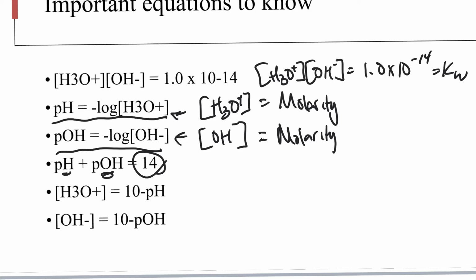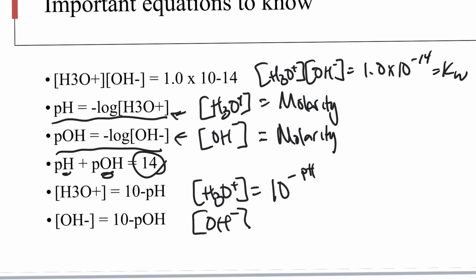Now, going backwards, if you are given the pH of a substance and it's asking for the concentration of the hydronium, the hydronium concentration is equal to 10 to the negative pH. 10 to the is the inverse of log, because it's log base 10. And in the same way, the hydroxide concentration can easily be found from 10 to the negative pOH.